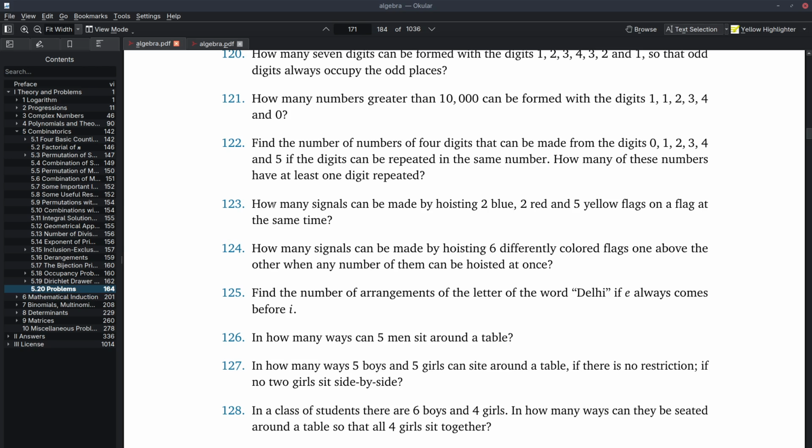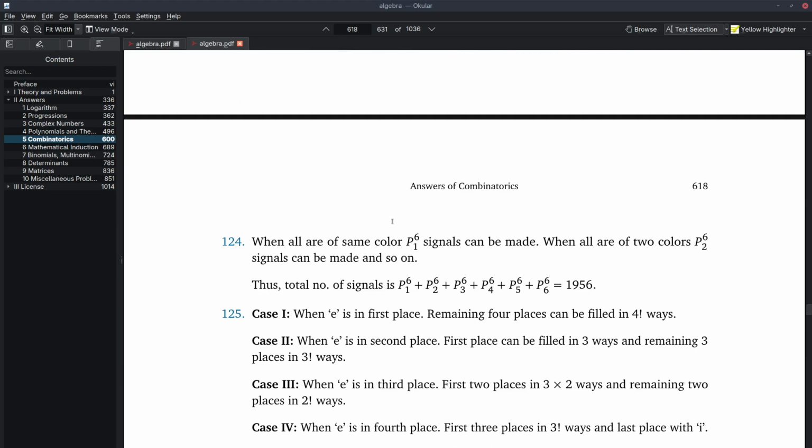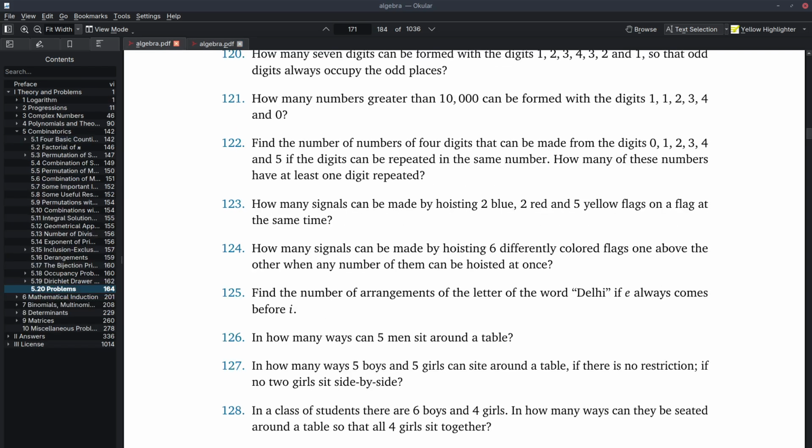Question 123 says that how many signals can be made by hoisting 2 blue, 2 red and 5 yellow flags on a flag at the same time? So total number of permutations, of course, is 9 factorial by 2 factorial multiplied by 2 factorial multiplied by 5 factorial. That is the total number of signals made.